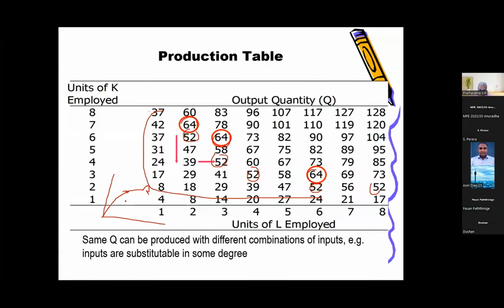Then the question arises: which 64 do we go for, using what combination of inputs? For that, we have to fix the allocative efficiency. With that, you get the total economic efficiency. So for allocative efficiency, we have to look at the cost side. Based on that, we can decide.